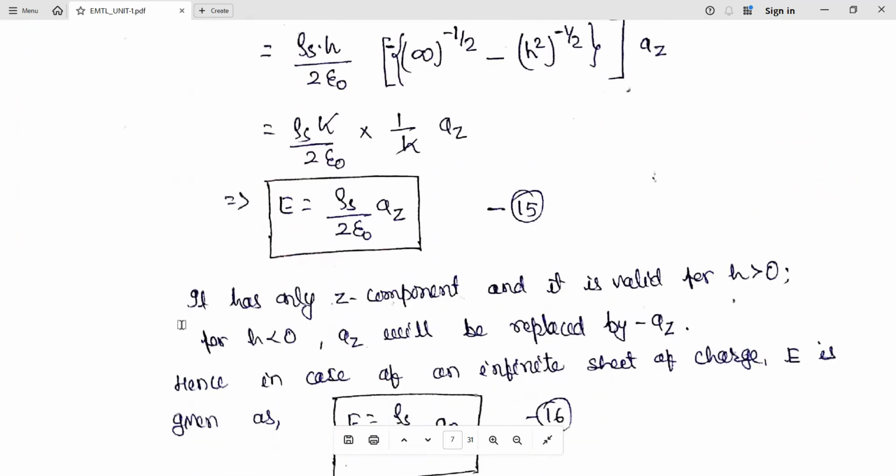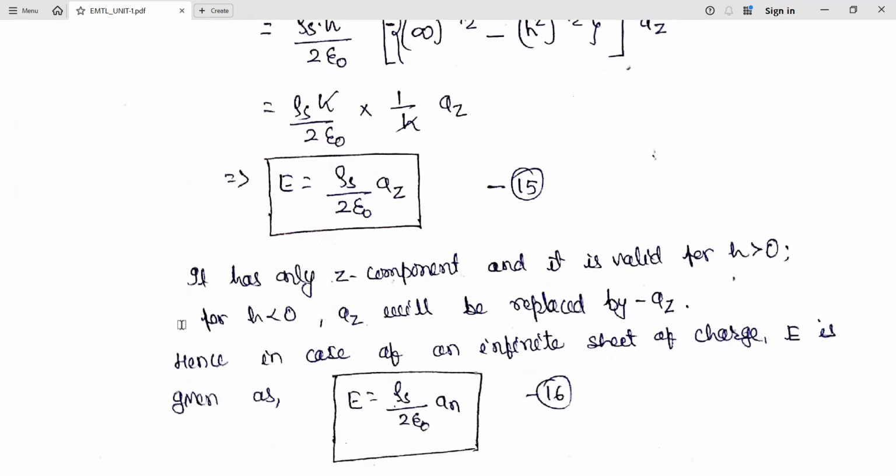So now finally it is reduced here. What is the expression? E equals rho s into h by 2 epsilon naught, and from this bracket we are getting 1 by h. And this is along the z axis only. Rho, we have seen, is going to cancel. So finally, electric field intensity equals rho s by 2 epsilon naught into Az. This is the general expression for the infinite sheet, and that is going to be along the z axis.